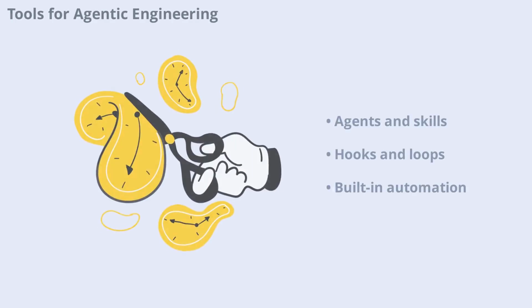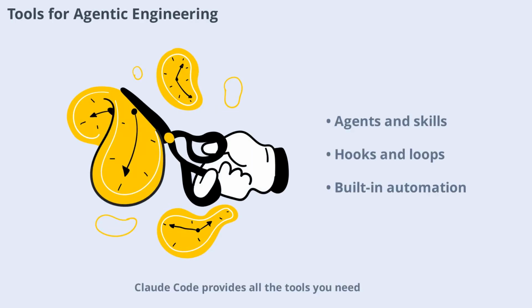Claude Code provides all the tools you need for agentic engineering right out of the box. Agents, skills, hooks, worktrees, and loops are not advanced features, they're built in and ready to use. Most developers never discover their full potential. By mastering these tools, you can automate, orchestrate, and scale your workflows with confidence.